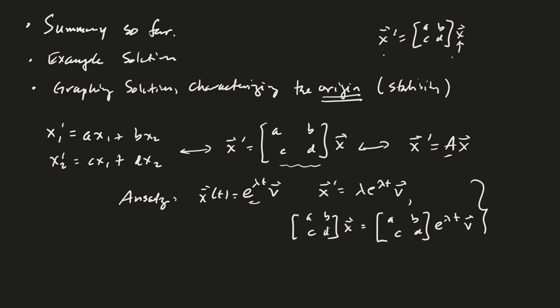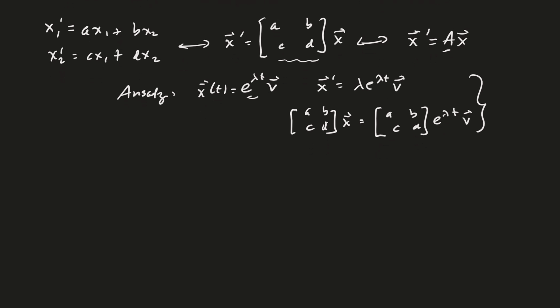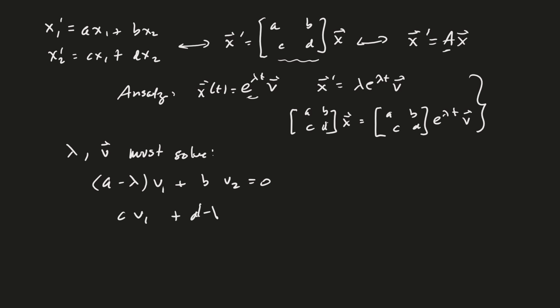And so if you set these two things equal to each other, we see that we get our system of equations. Lambda and v must solve the system of equations (a minus lambda) v1 plus b v2 equals 0, and c v1 plus (d minus lambda) v2 equals 0. And this is the system of equations that you want to remember.